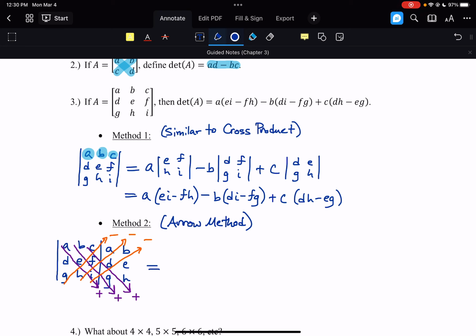Basically, what we need to do with these is we're going to multiply down these arrows and up these arrows, but we're going to give them the appropriate sign depending on what direction the arrow is pointed. So for these ones down here, we get AEI, and it's positive, and then plus BFG plus CDH. And now these ones up here are going to get negatives, so it's going to be minus CEG minus AFH minus BDI.